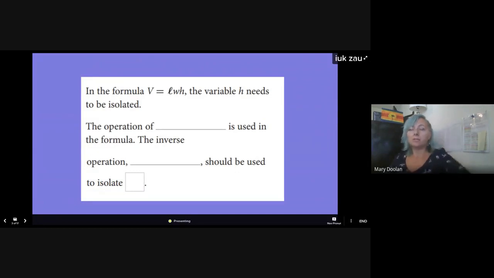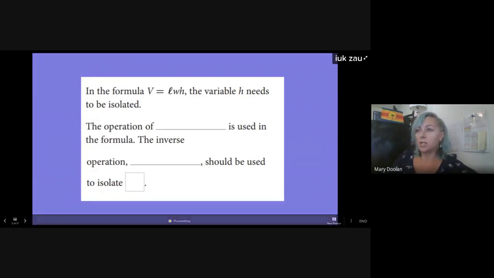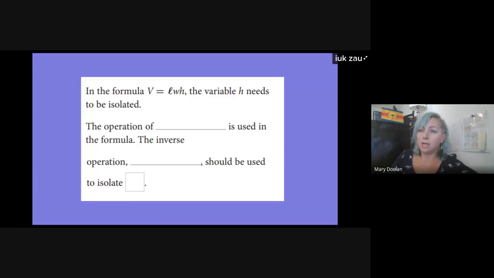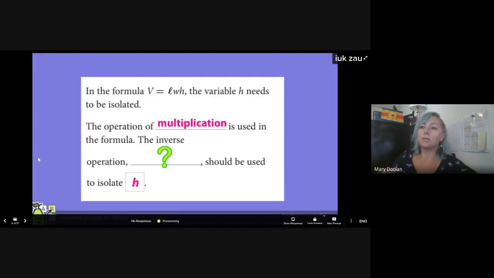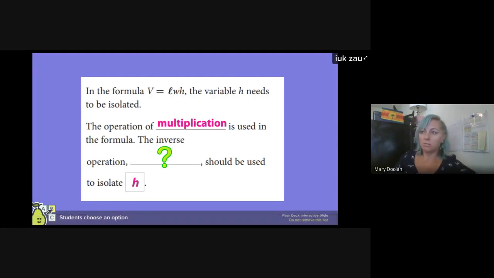In the formula, V is equal to LWH, and the variable H needs to be isolated. Okay, the operation of blank is used in the formula. The inverse operation blank should be used to isolate. So in the formula, we're using multiplication. L, W, and H, those are all being multiplied together. And so I'm going to ask you guys to figure out what is the inverse operation of multiplication. What should we use to isolate H?